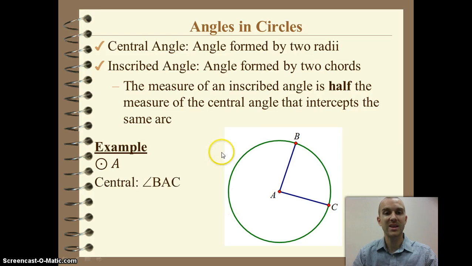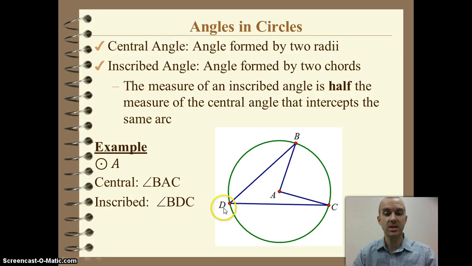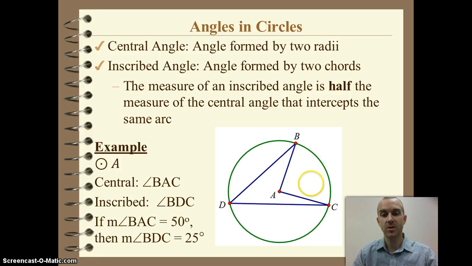When we talk then about the inscribed angle, it's formed by two chords. So if I created a point D on the circle and then connected B to D and D to C, I would have inscribed angle BDC. And what's important about this is if they open to the same arc, or the same circumference portion of the circle, then we know that the inscribed angle will be half the measure of the central angle. So if I knew that angle BAC, my central angle, is 50 degrees, I would know that my inscribed angle would be 25 degrees.